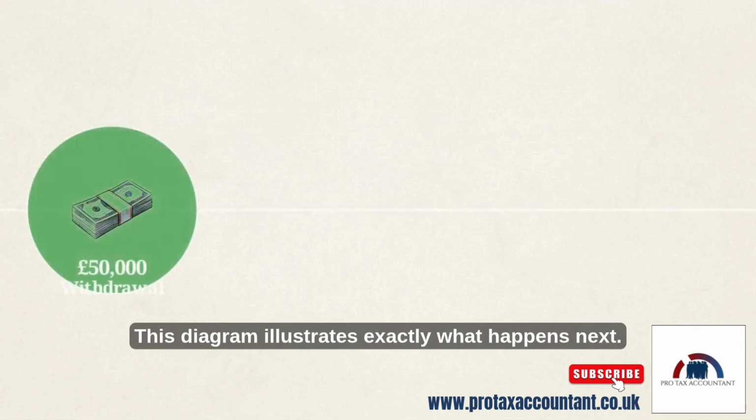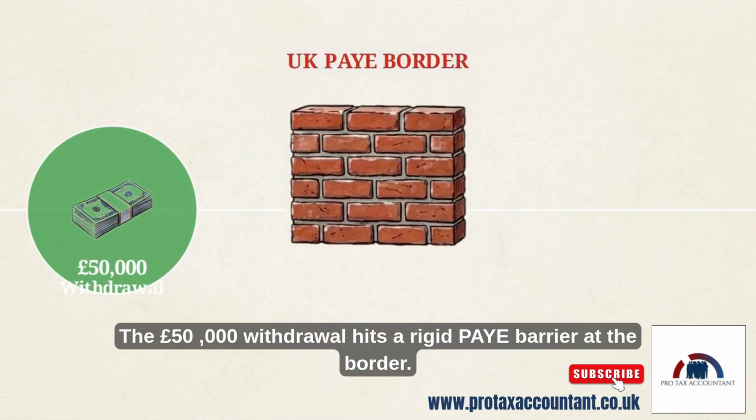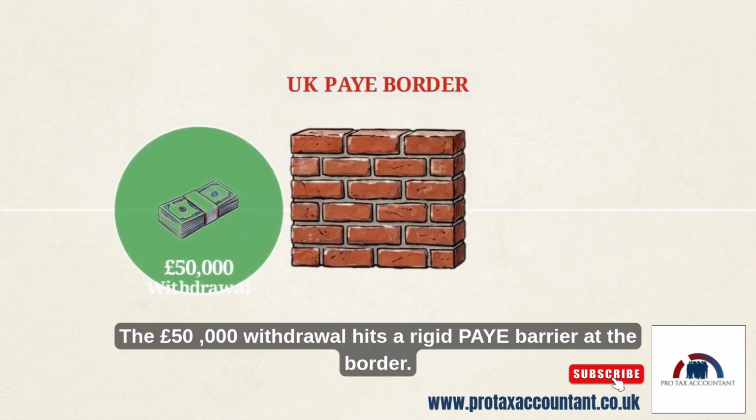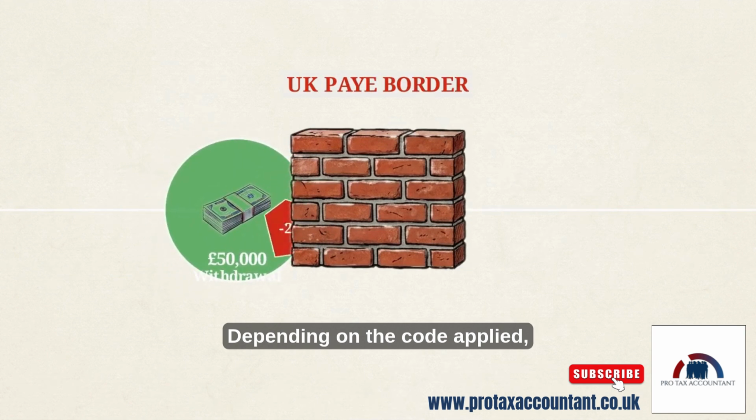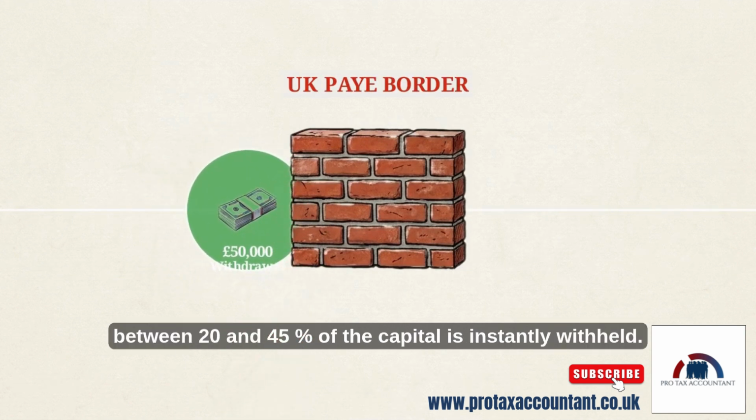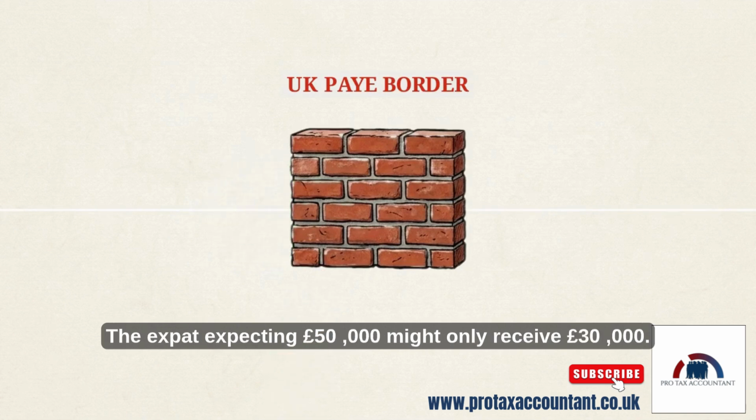This diagram illustrates exactly what happens next. The £50,000 withdrawal hits a rigid PAYE barrier at the border. Depending on the code applied, between 20 and 45% of the capital is instantly withheld. The expat expecting £50,000 might only receive £30,000.